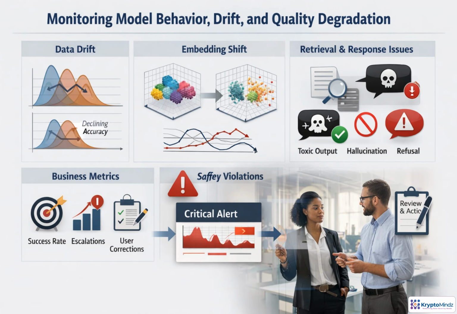Models are not static assets. Their behavior changes as data, users, policies, and business conditions change. Monitoring should compare today's inputs, embeddings, retrieval results, and responses against known baselines. The same applies to business signals such as task success, escalations, corrections, and acceptance rates. When hallucinations, toxic outputs, refusal failures, or policy violations rise beyond thresholds, the system should trigger review. The goal is early detection before quiet degradation becomes operational risk.